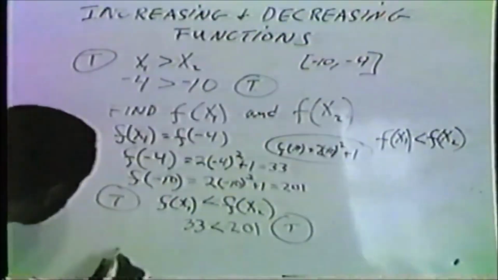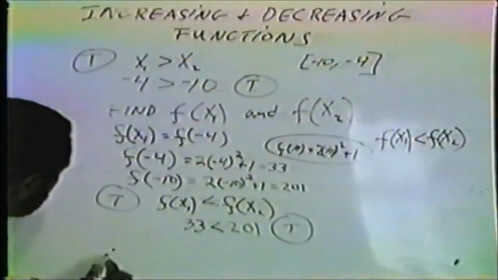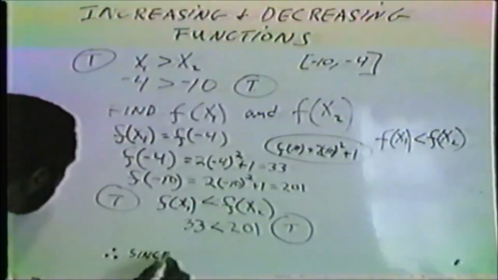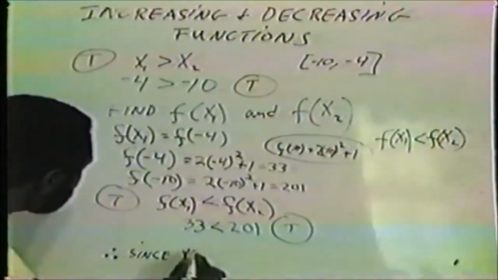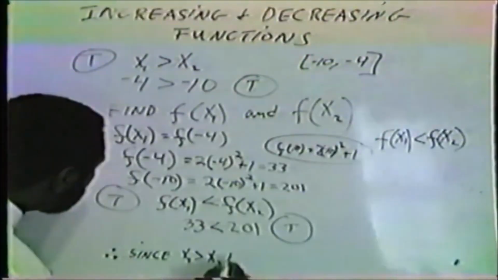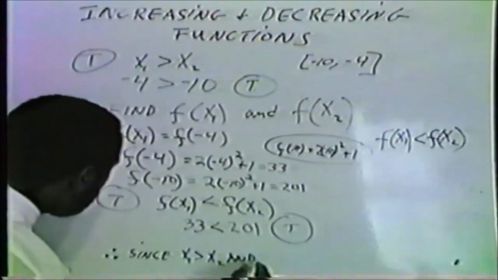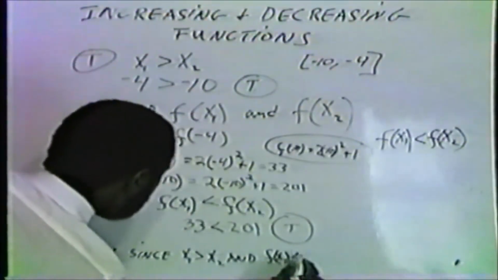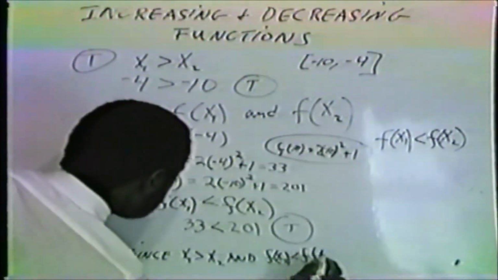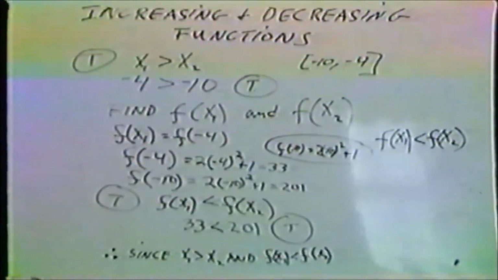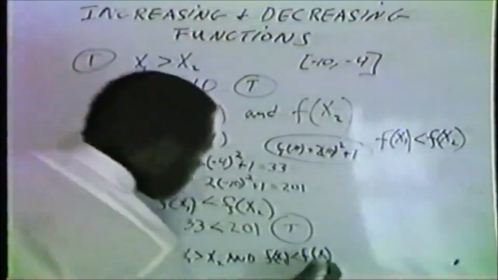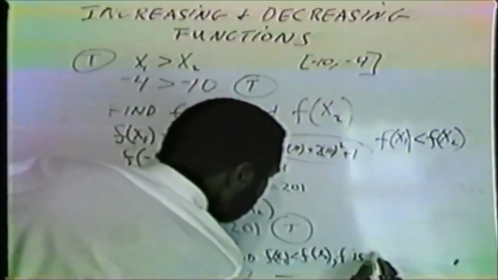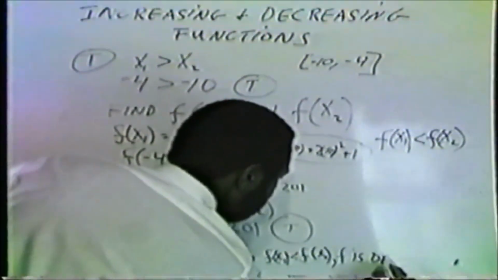So we say that therefore, since x of 1 is greater than x of 2 and f of x of 1 is less than f of x of 2, our function is decreasing. F, the function, that's the name of the function, is a decreasing function.